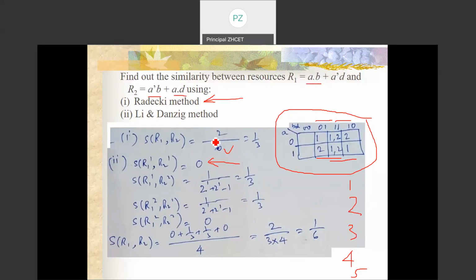In this web searching also, we have to draw basically the ranks or the merit. We're not interested in what is the magnitude of their performance or their similarity, right? So 1/3 over here and 1/6 over here. That is how we do the Radke method and Lee and Danzig method.